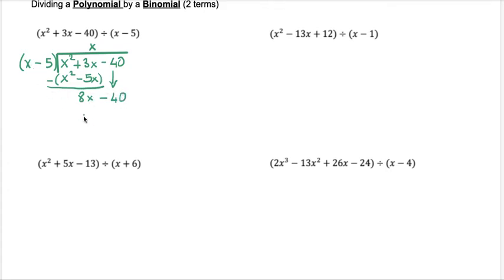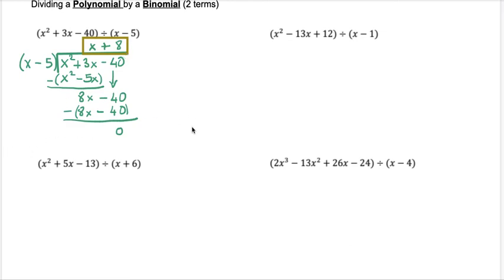So how many times does x go into 8x? Well, that goes in 8 times. So positive 8 times. So we put in our positive here. Goes in 8 times. And we go, okay, so 8 times x is 8x. And 8 times negative 5 is negative 40. And when we do this subtraction right here, we end up with 0. Okay, so we have no remainder. That's pretty straightforward and simple. Here is our solution: x plus 8.